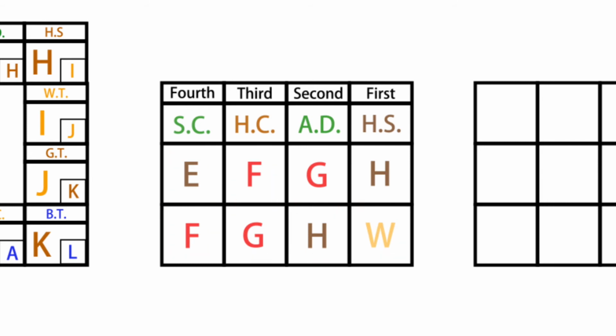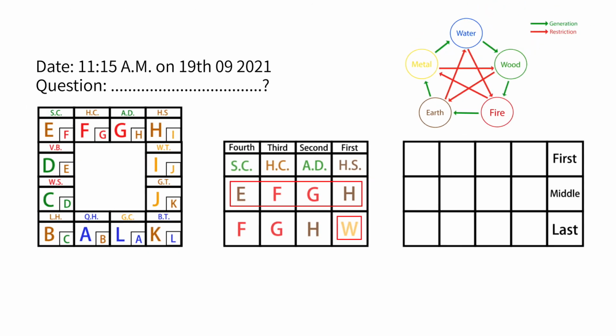So we need to observe which of the four upper symbols have a restriction relationship with the lower symbol of the first lesson. Because fire restricts gold, F restricts W and G restricts W. Both F and G have a restriction relationship with the lower symbol of the first lesson. Which one should we choose as the first transmission?